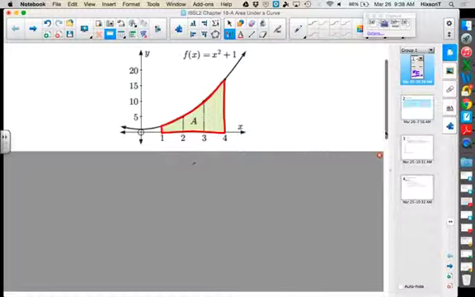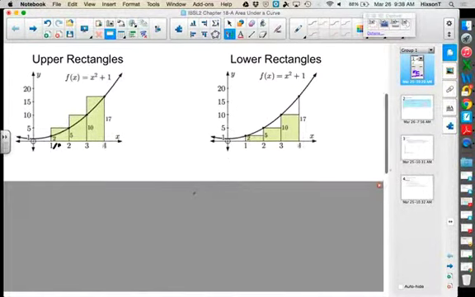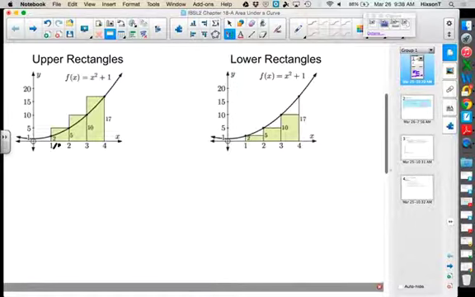Then we'll relate this to the integral itself. And I want to also mention a couple of methods your book does not deal with for approximating area, because there are a number of different ways that people have come up with in order to try to approximate area. The first way, the first two ways really, are using upper and lower rectangles.